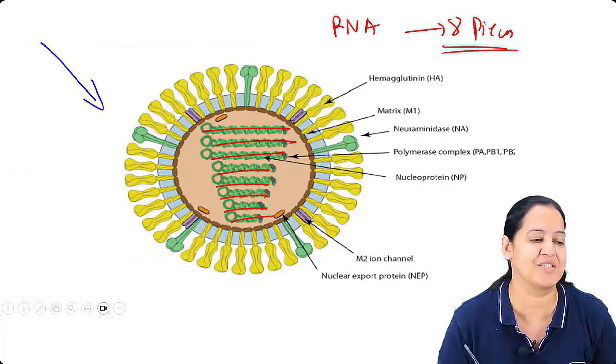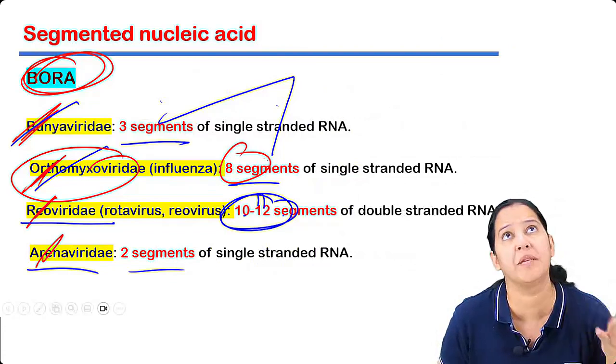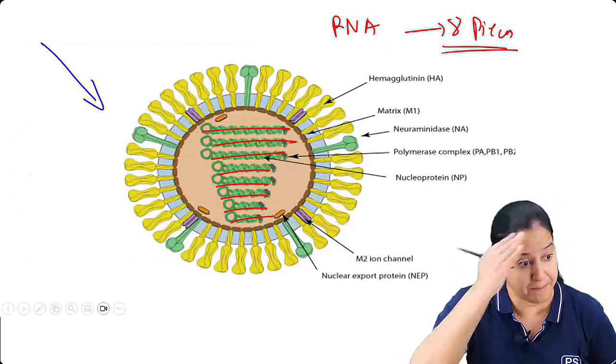So you get such concepts. It is not necessary that they will ask you a direct question like how many pieces orthomyxo has. They can give you an image. You apply your concept in the image.